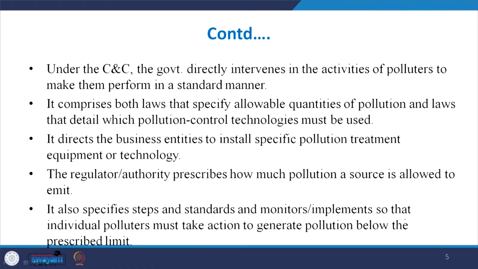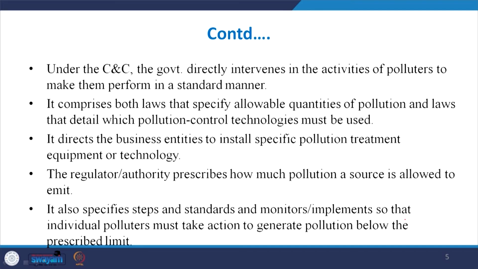manner. It comprises both laws that specify allowable quantities of pollution and laws that detail which pollution control technology must be used. I already told you, either an emission standard can be set or a technology standard can be set. I will have a detailed discussion later on all these standards. It directs the business entity to install specific pollution treatment equipment or technologies.